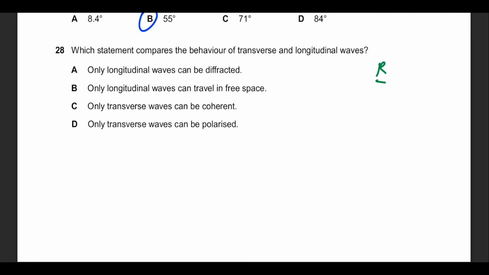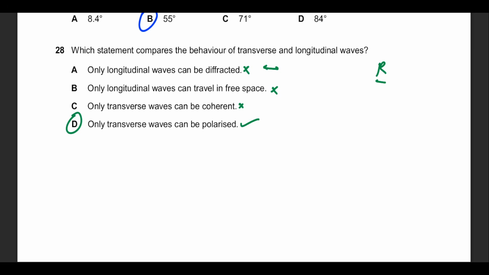He says only longitudinal waves can be diffracted, which is a false statement. They never diffract because they're moving forward and backward through the gaps. Longitudinal waves can travel in free space? No. Longitudinal waves are sound, and then there is one more wave that belongs to the earthquake cycle. Only transverse waves can be coherent? Not really, even the longitudinal ones, because sound waves can also do that, for the diffraction pattern to emerge and for the interference to get established. Only transverse waves can be polarized? Yeah, that's true. That's a fact, and this is option D.